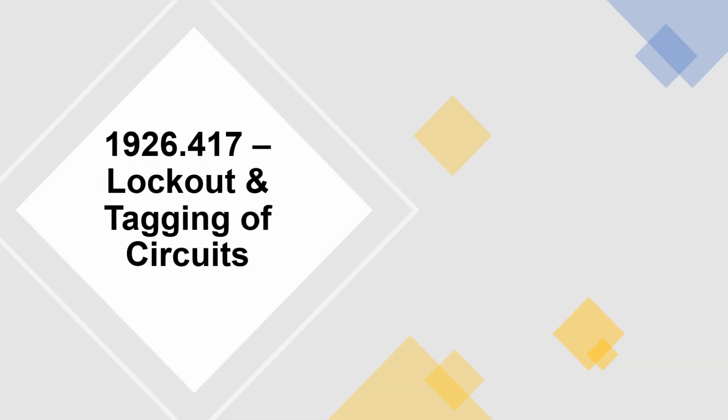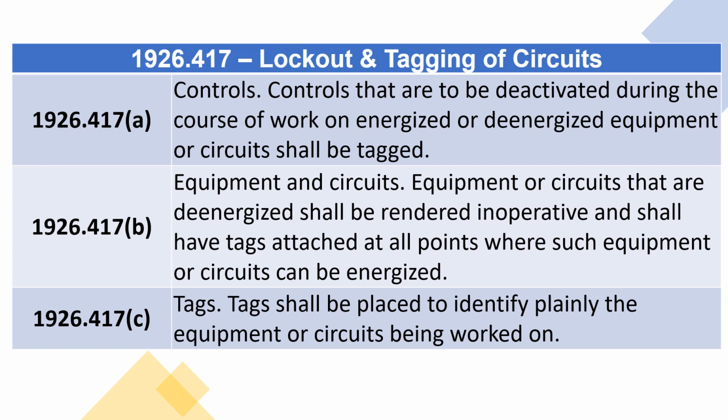1926.417 Lockout and tagging of circuits. 1926.417(a) Controls. Controls that are to be deactivated during the course of work on energized or de-energized equipment or circuits shall be tagged. 1926.417(b) Equipment and circuits. Equipment or circuits that are de-energized shall be rendered inoperative and shall have tags attached at all points where such equipment or circuits can be energized. 1926.417(c) Tags. Tags shall be placed to identify plainly the equipment or circuits being worked on.